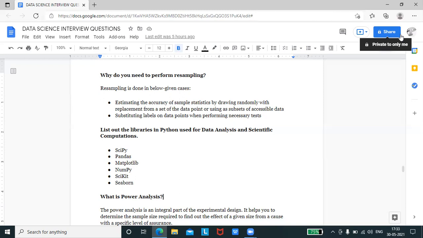So finally, Seaborn for statistical data visualization. Seaborn is a library for making attractive and informative statistical graphics in Python. It is based on Matplotlib. Seaborn aims to make visualization a central part of exploring and understanding the data.